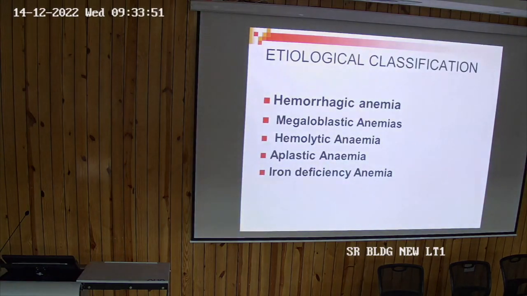Etiological classification: hemorrhagic anemia, megaloblastic anemia, hemolytic anemia, aplastic anemia and iron deficiency anemia. On each of these, it is your luck, but at least a 5-mark question comes on each one. That is, you can add a note on morphological classification, you can add a note on megaloblastic anemia, iron deficiency anemia and hemorrhagic anemia.